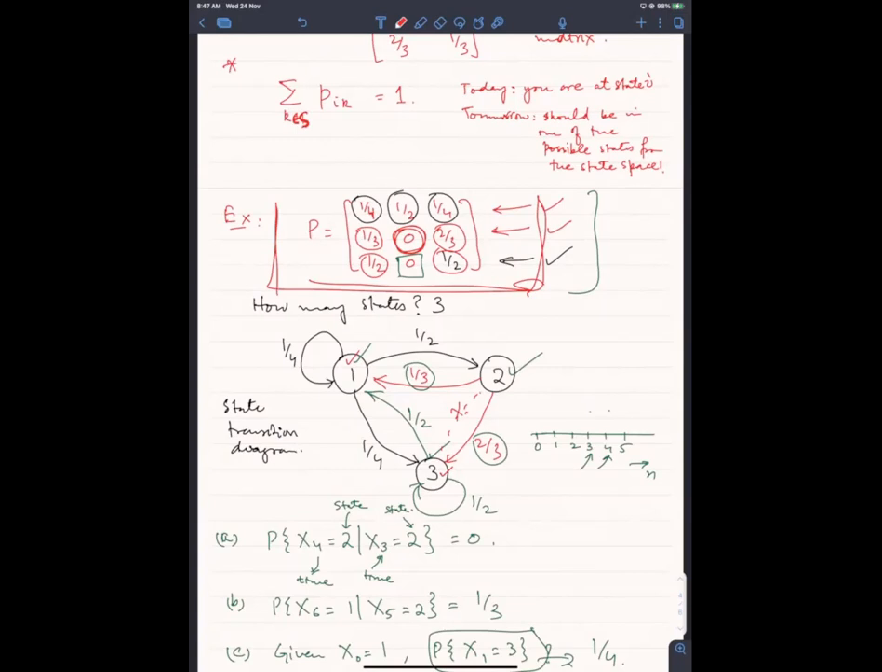But if this matrix can tell you, given today, where you are tomorrow, then given that, I should be able to tell you where you are 2 days from today. And given that, I should be able to tell you where you are 3 days from today.